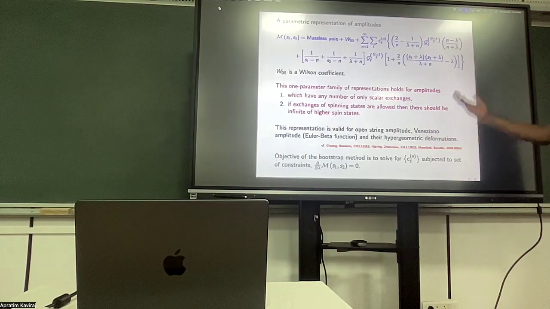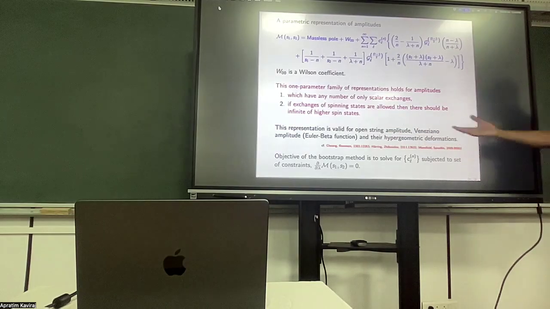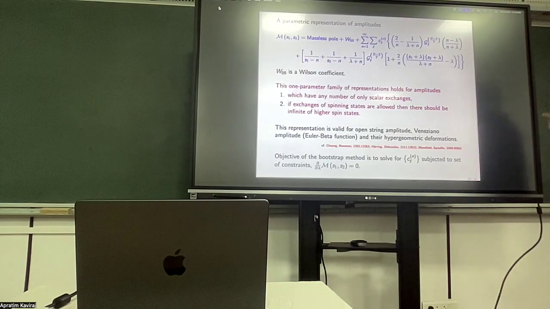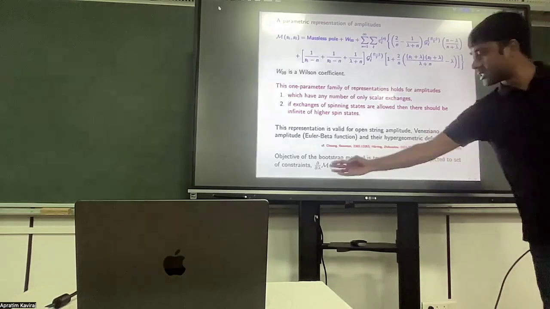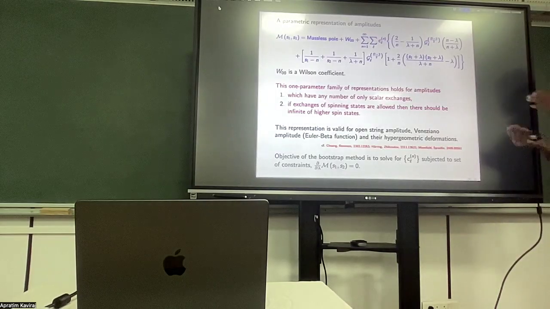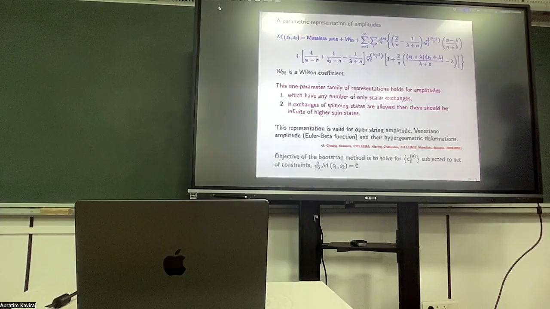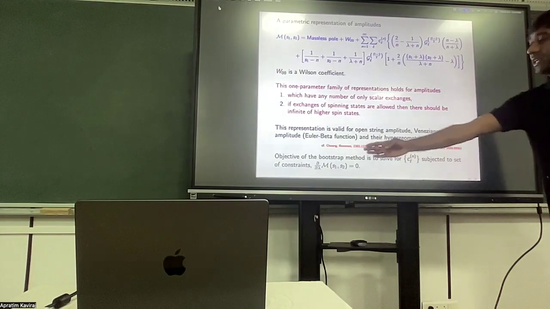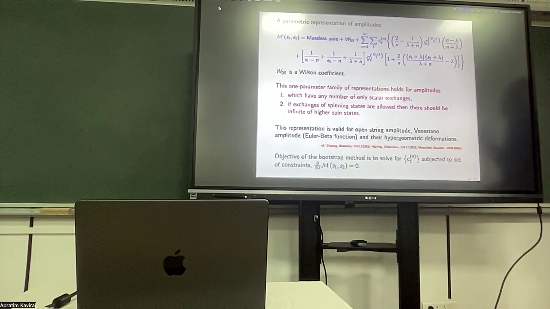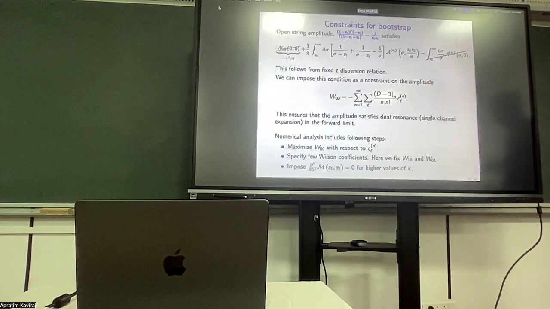We can check that this representation is actually valid for the open string amplitude or Veneziano amplitude and other hypergeometric deformations that have been talked about recently in the literature. The objective of the bootstrap is to find out these CLNs that will give the spectrum of physical information, subject to some constraints. One constraint that we can impose is del m del lambda equal to 0. Since we are doing this numerically, we have to set a tolerance, a cutoff, and within that cutoff we assume del m del lambda equal to 0. In fact, we can do a bit more. Instead of just del m del lambda equal to 0, we can also specify higher derivatives to be 0, because finally it is independent of lambda.